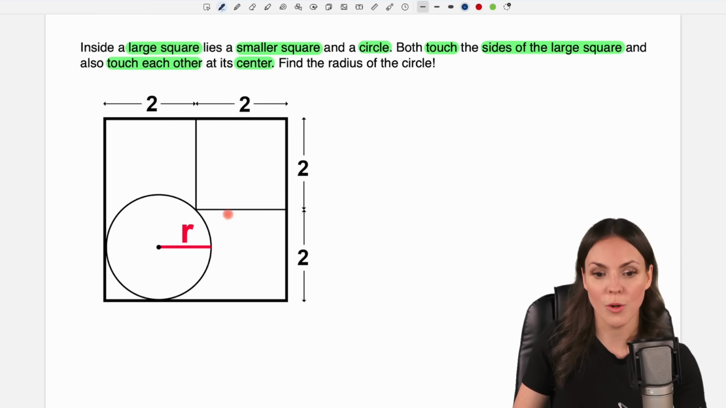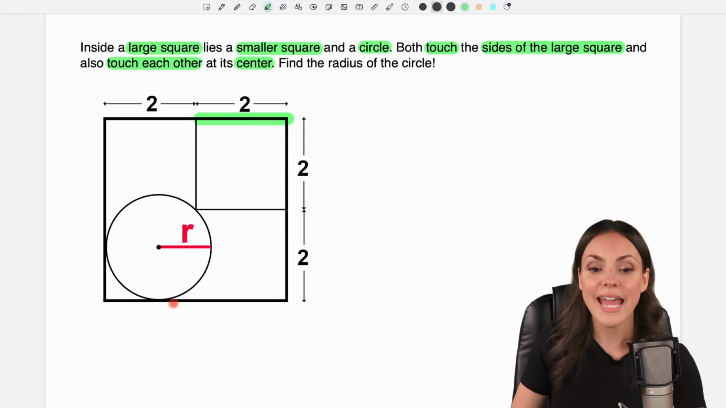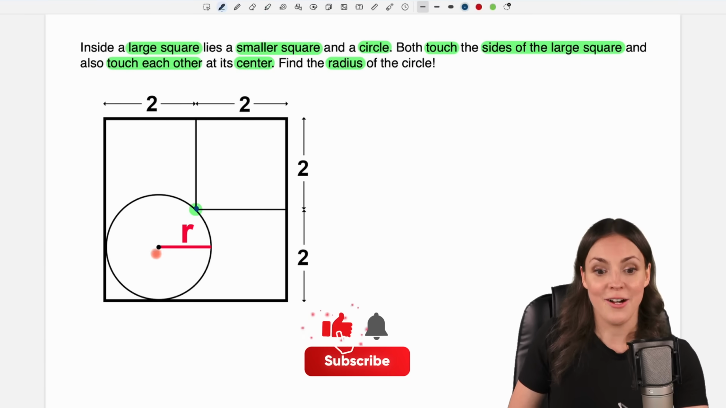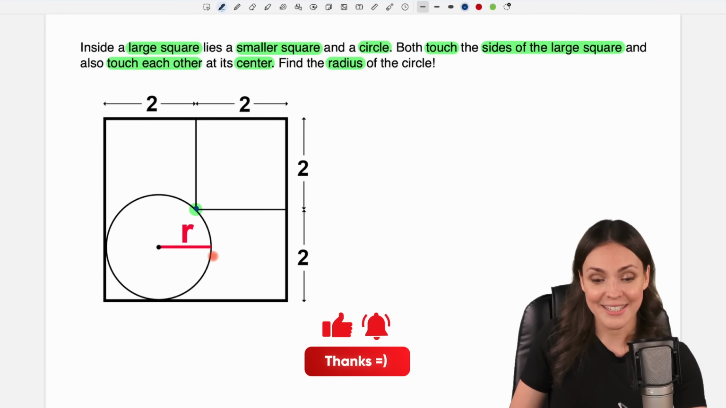So my small square touches the sides of the large square here and here. My circle touches the sides of my large square here and here. And these two objects touch each other at the center of this large square. Find the radius of the circle. Okay, we want to find this radius here.